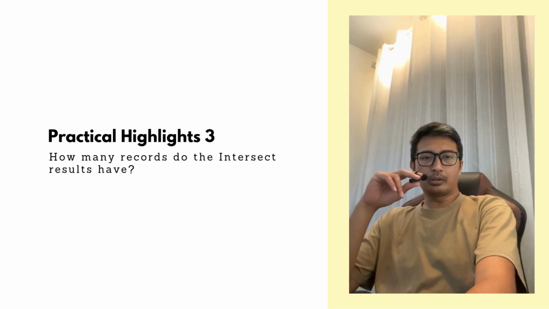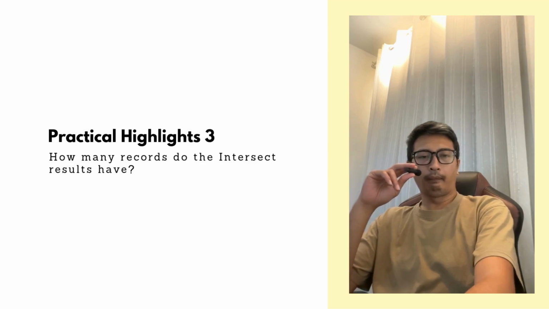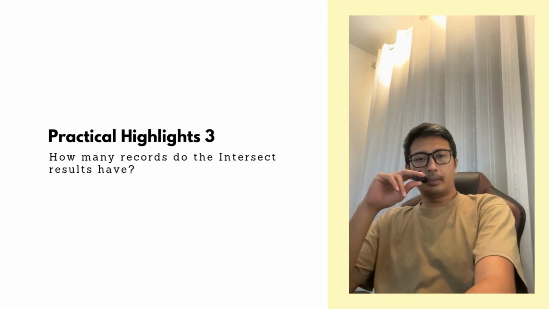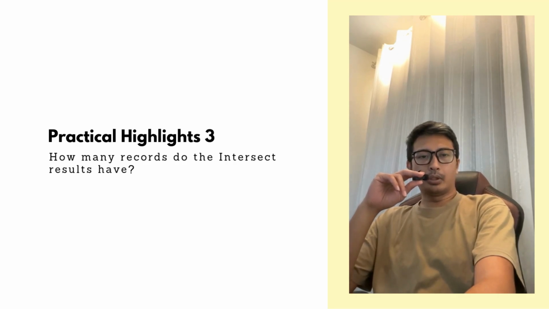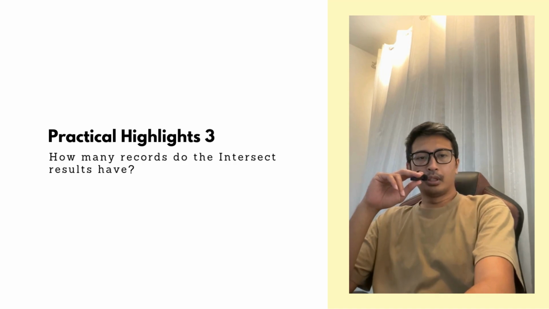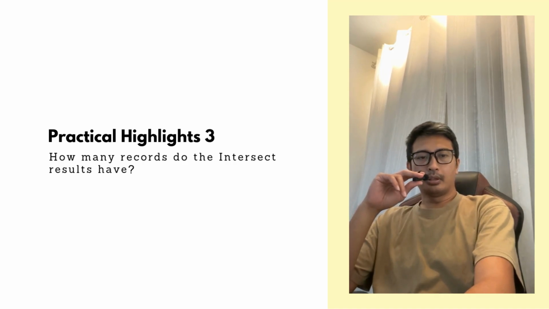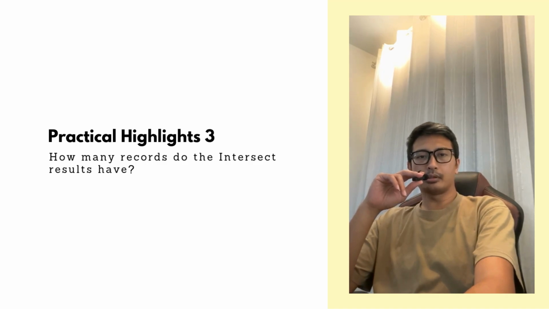How many records do the intersect results have? The number of records depends on the input datasets. It is equal to the number of overlapping features found after the intersect analysis. To determine the exact number, open the attribute table of the intersect output and check the total number of records.